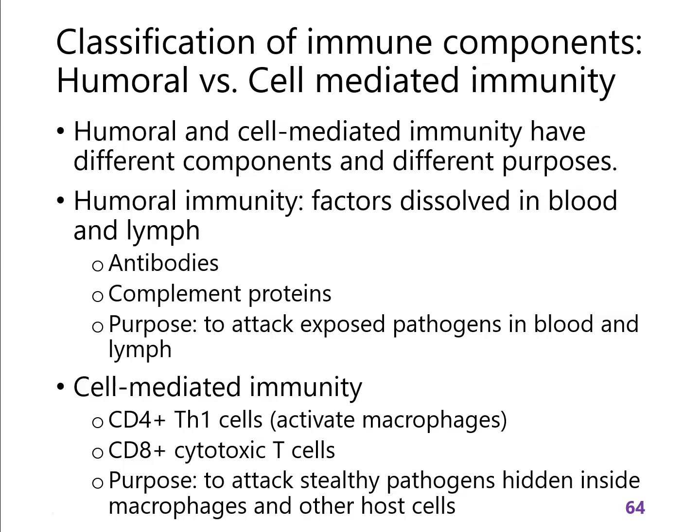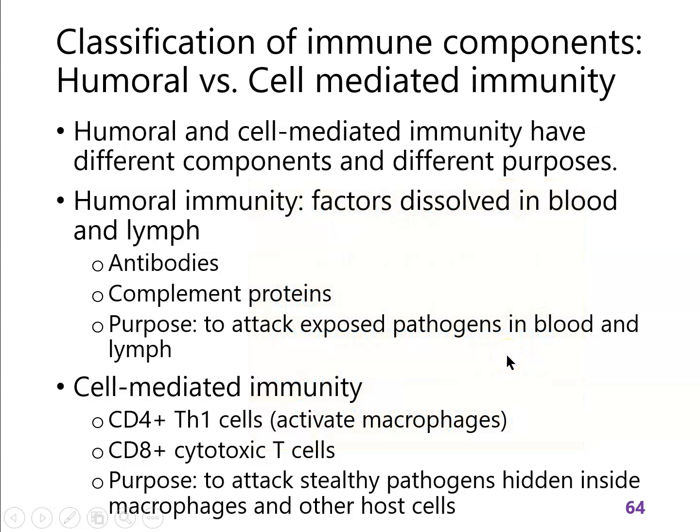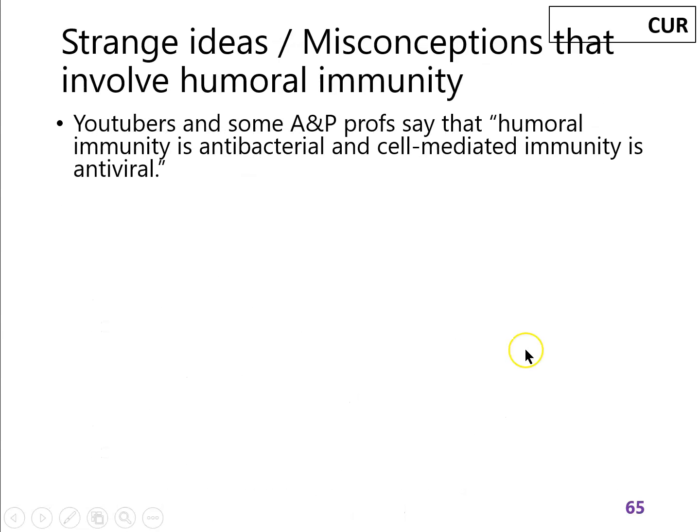So viruses, for example, are often controlled by cell-mediated immunity. So I bring this up partly because if you look for resources for learning the immune system, you will hear oversimplifications. You'll hear these strange things that I've seen looking for videos that could be useful. And you'll hear YouTubers say this, and you'll hear some A&P professors say that humoral immunity is antibacterial and cell-mediated immunity is antiviral. That is an oversimplification of both of those things.